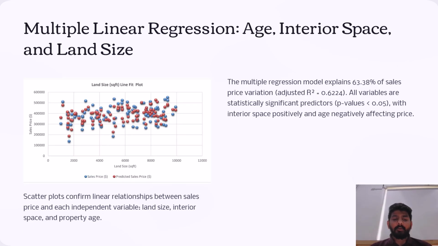On this slide, I am talking about multiple linear regression: age, interior space, and land size. To better understand price influencers, we built a multiple regression model using property age, interior space, and land size. This model explains about 63.38% of sales price variation. All three variables were statistically significant. Interior space and land size positively influence price, while age negatively impacts it. This model offers a more complete picture than the simple regression.